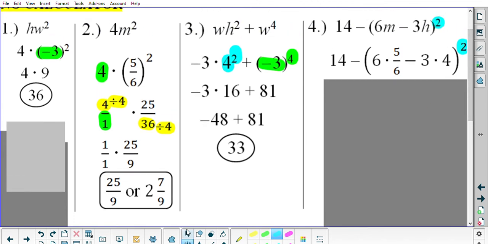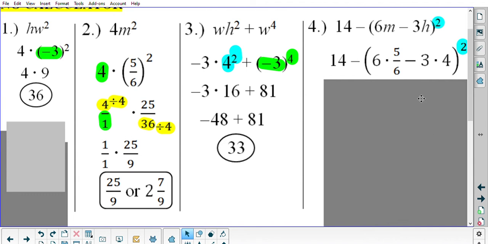That is very important because according to order of operations, you must do everything that is in parentheses first. So the 6 times 5/6, the 3 times 4, and then the subtraction problem that you will do a step later. All those things in the parentheses must be done before you deal with the exponent of 2, which is sitting outside of the parentheses.